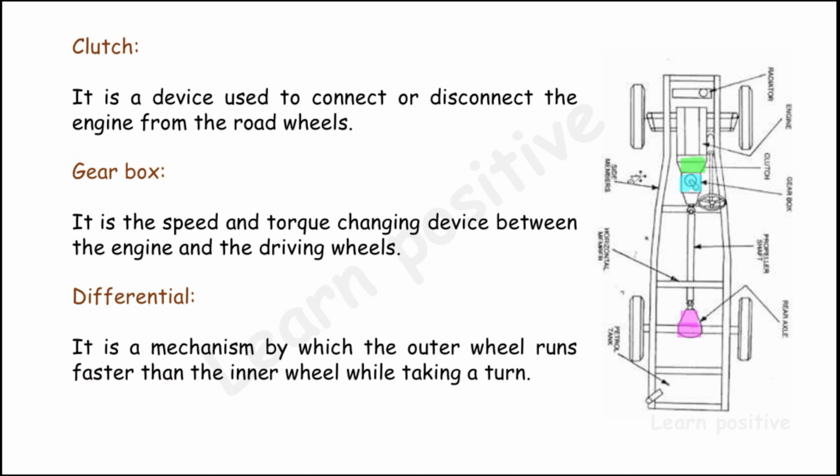If you want to turn to the right side, the same thing happens. The higher load is on the right side, so the inner wheel gets slower and the outer wheel on the left gets faster. We can turn smoothly. This is the second purpose of the differential.